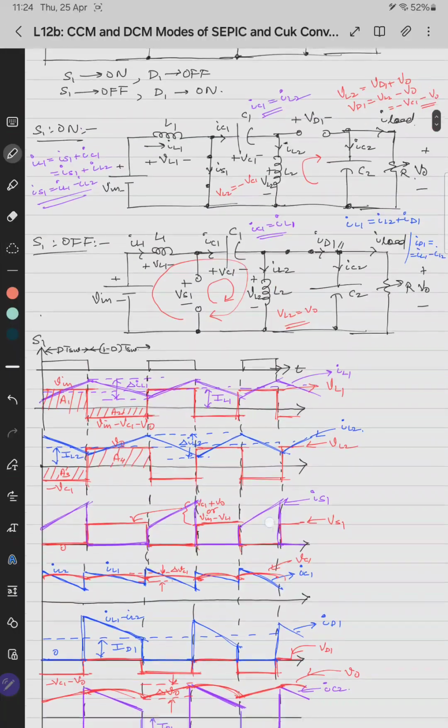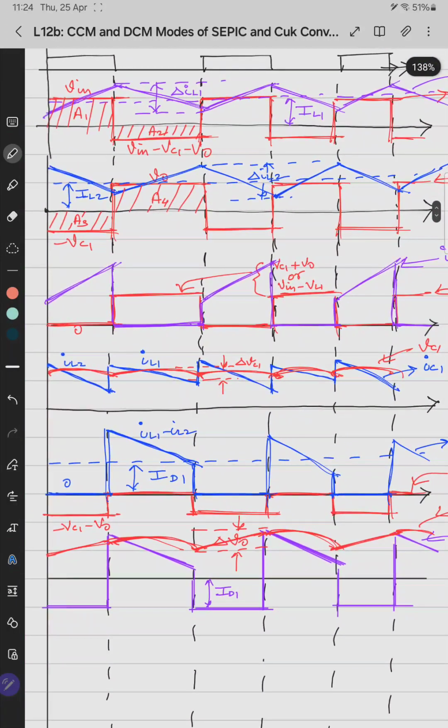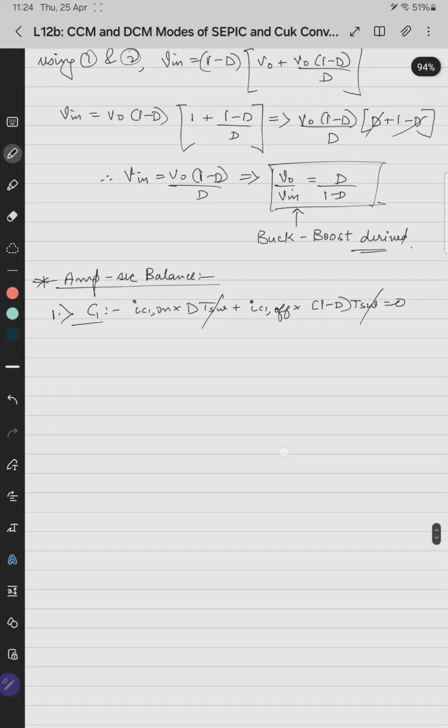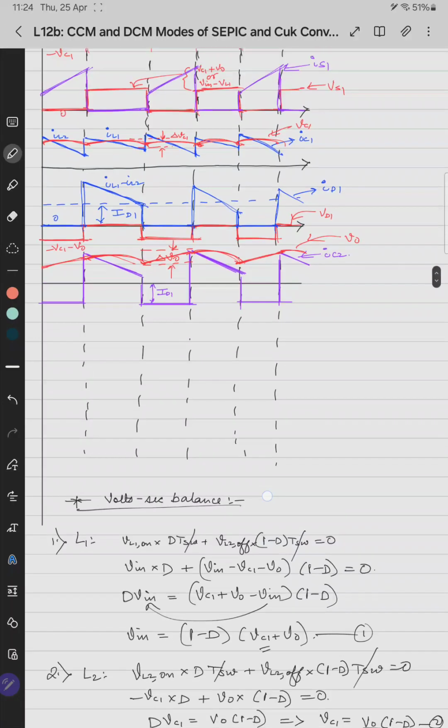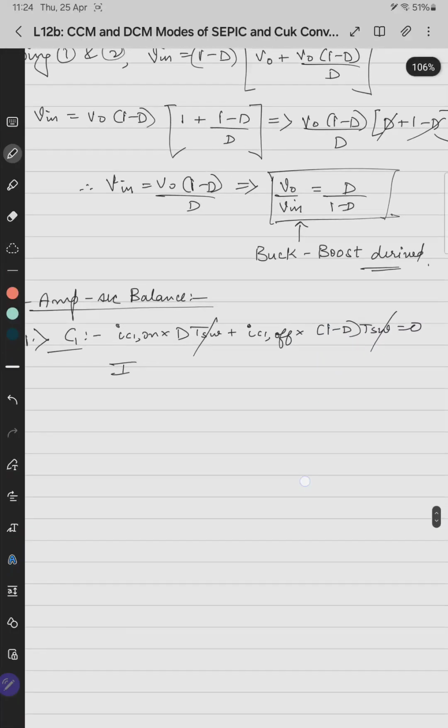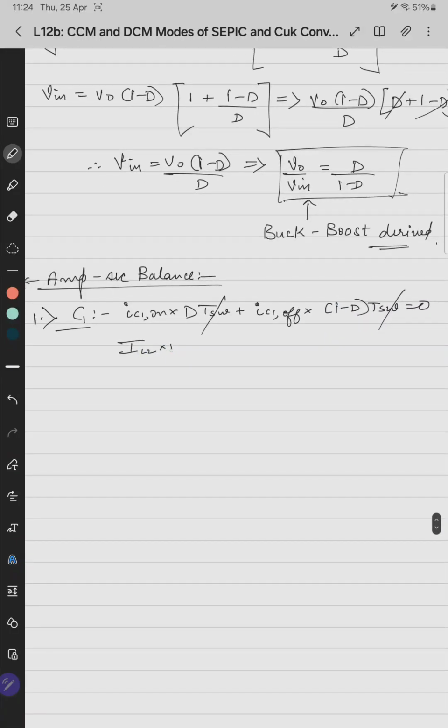What is IC1 during on and IC1 during off? It is IL2 and IL1. So now we'll replace it with their average values. So IL2 into D plus IL1 into 1 minus D equals to 0. The relation will be IL1 equals to minus D by 1 minus D into IL2. So this is equation number 3.